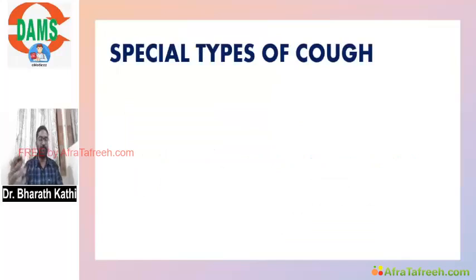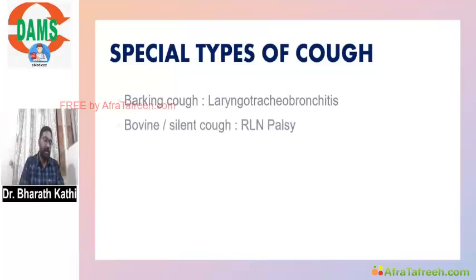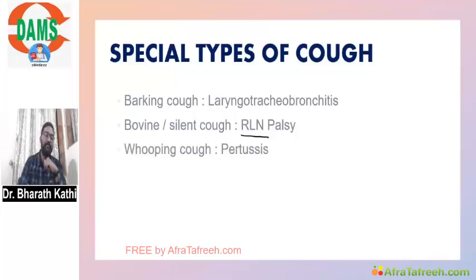Then coming to special types of cough. They might ask you, where do you get a barking cough? Barking cough is generally a feature of laryngeal involvement. It can happen in laryngotracheobronchitis. Then when do you get a bovine or silent cough? This bovine or silent cough happens in recurrent laryngeal nerve palsy. Especially in a few malignancies, the recurrent laryngeal nerve can get affected. So there you can get bovine cough. What else can happen in recurrent laryngeal nerve palsy? There can be hoarseness of voice.